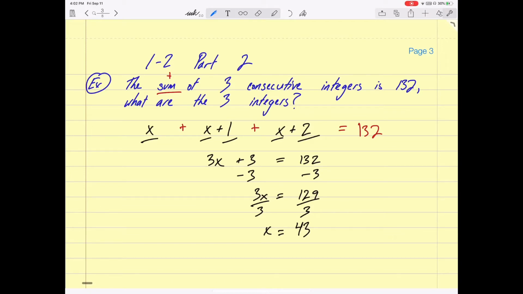So we didn't answer the question yet, though. It said, what are the three consecutive integers? So those numbers are 43, 44, and 45.